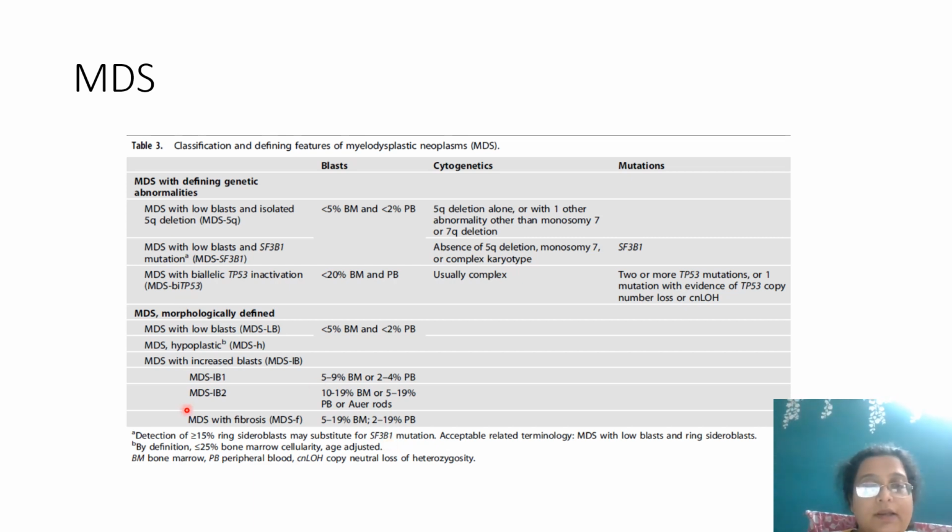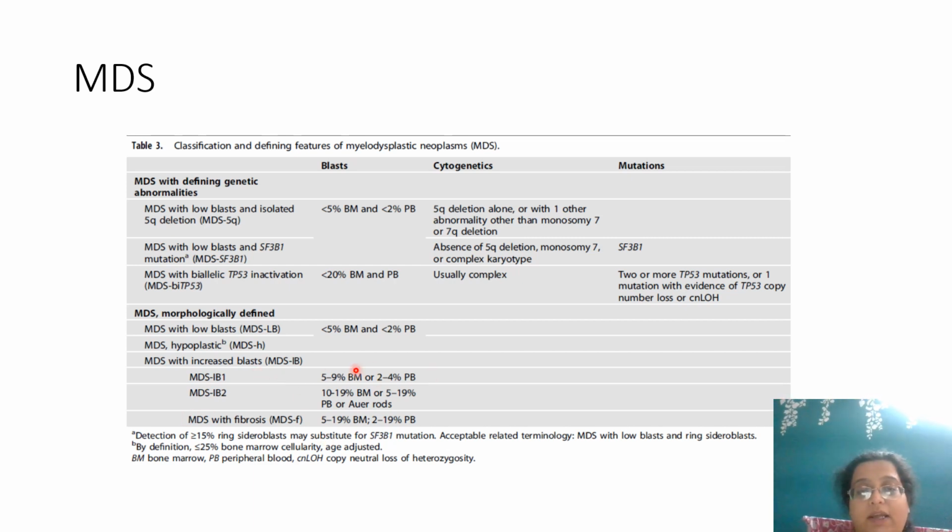Okay. MDS with low blasts, now decrease, so you can say MDS low blasts, two columns. Morphologically defined, genetically defined. Genetically defined, SF3B1, 5q, and biallelic TP53. Morphologically low blasts, less than 5%, less than 2%. Then comes MDS hypoplastic, then comes MDS with excess blasts or increased blasts, IB1, IB2, and then a new entity, MDS with fibrosis.